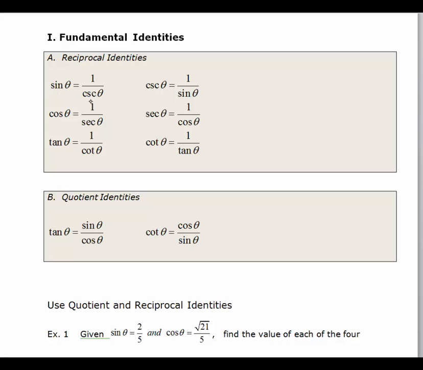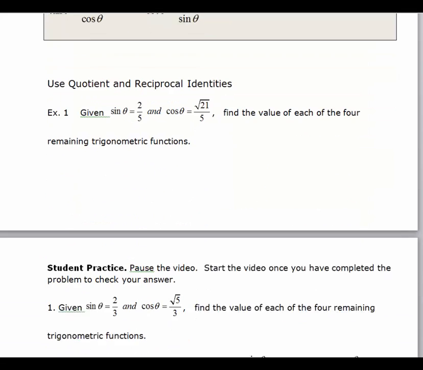Because sine and cosecant are reciprocals of each other, that means that sine is 1 over the cosecant and cosecant is 1 over the sine. Cosine and secant are reciprocals of each other, and tan and cotan are reciprocals of each other. And the quotient identities, the tangent is equal to the sine over the cosine, and since the cotan is the reciprocal of tan, cotan is equal to the cosine over the sine. So let's start with an example.